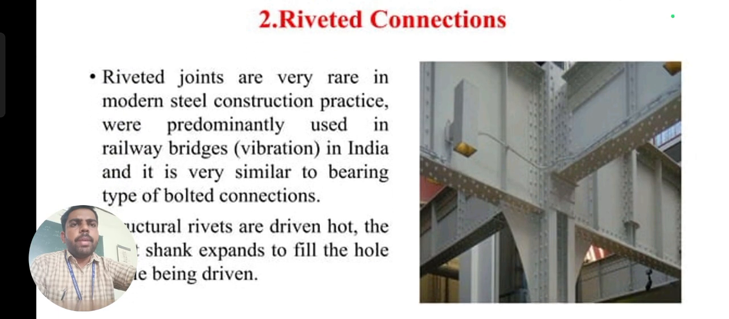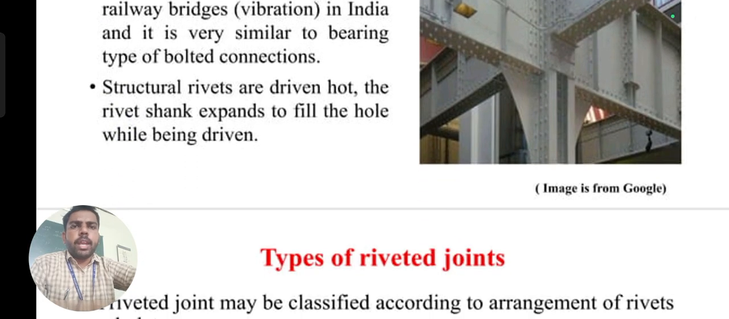Butt joint is very high. Compared to riveted connections, this type of connection is mostly preferred in railway bridges. Why? Because here the shank extension provided is negligible. Riveted joints are very rare in modern steel construction practice. They are used in railway bridges in India, and are very similar to bearing type bolted connections.